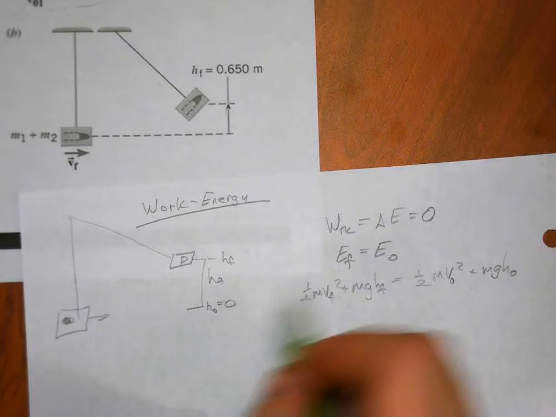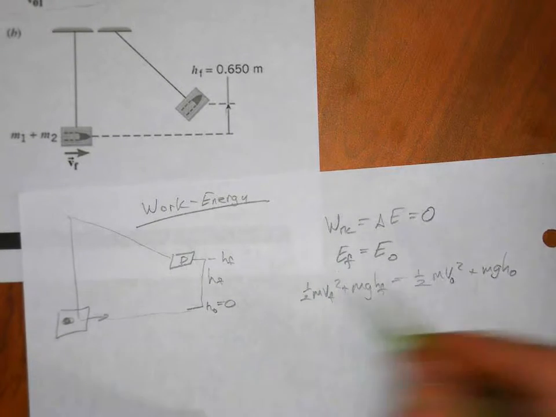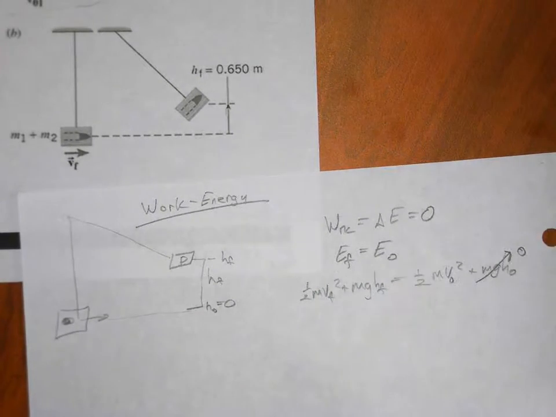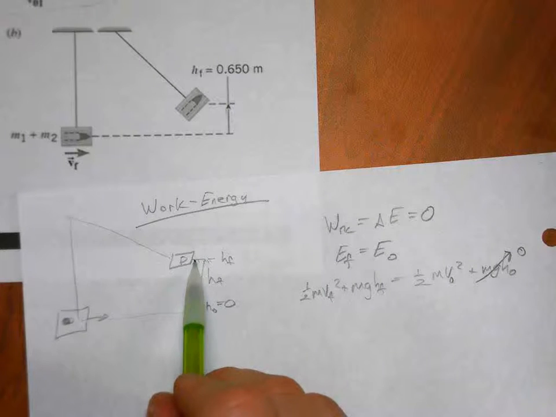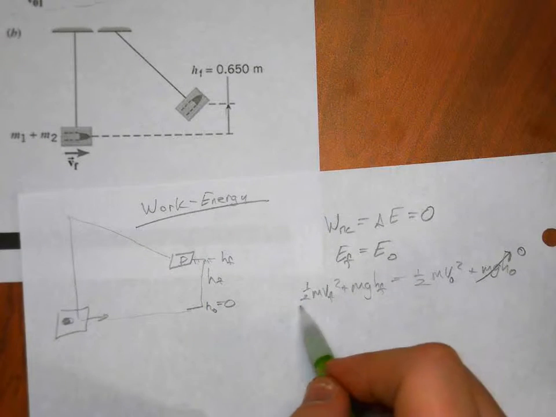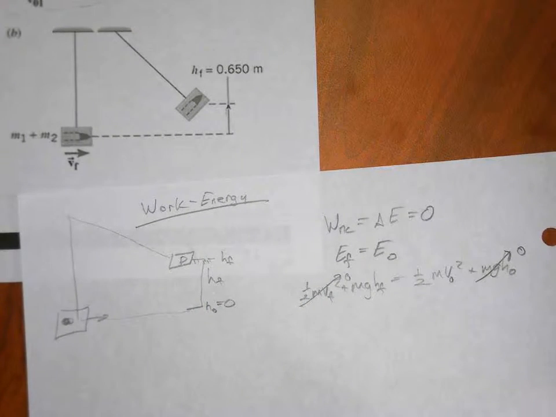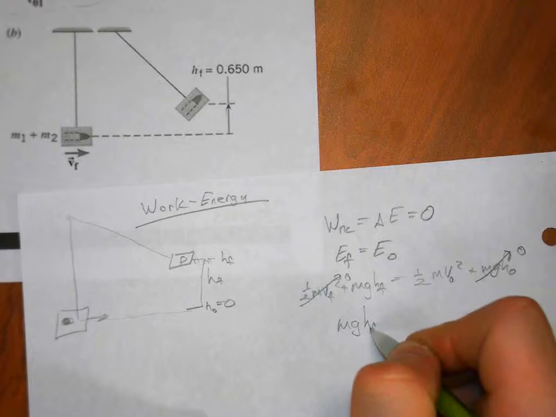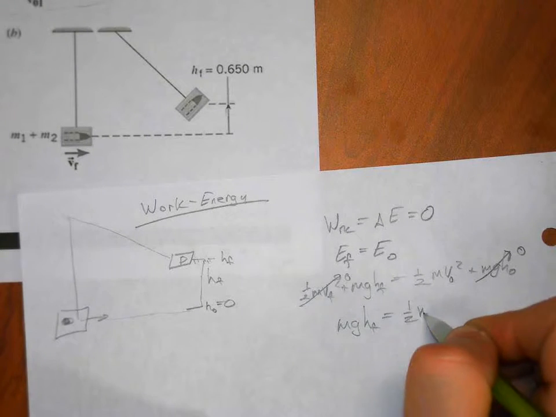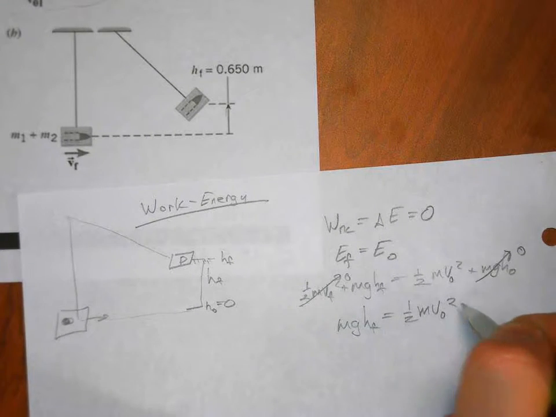Well, we know in the beginning we defined this as the h0 point, so that term drops out because h0 is 0. In the end, this is the highest point that the bullet and block obtain, so its velocity must equal 0 because it's stopping there. So mgh final equals 1/2 mv initial squared.